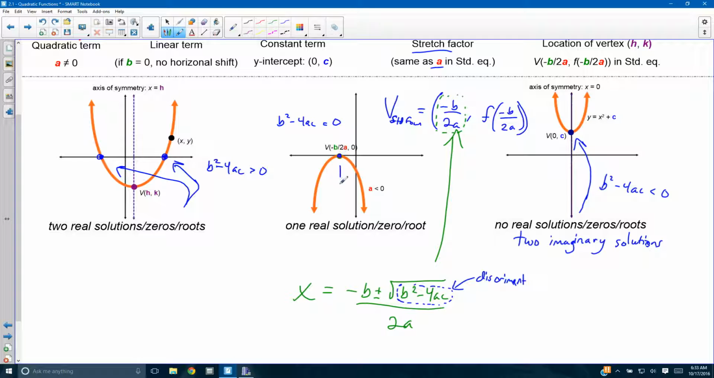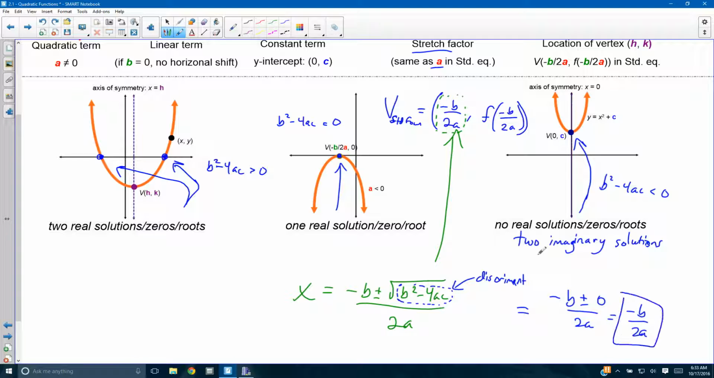And this represents just one real solution. Now, the reason for this is because if you take the square root of 0, you get 0. And if you think about it, if this is 0, this will be negative b plus or minus 0 over 2a, or in other words, negative b over 2a.